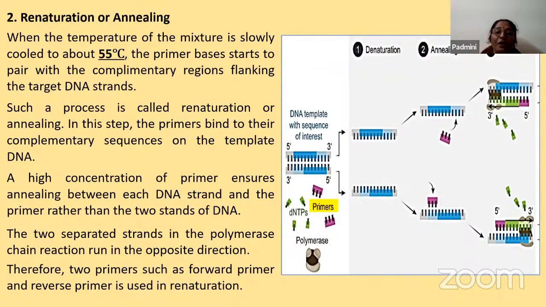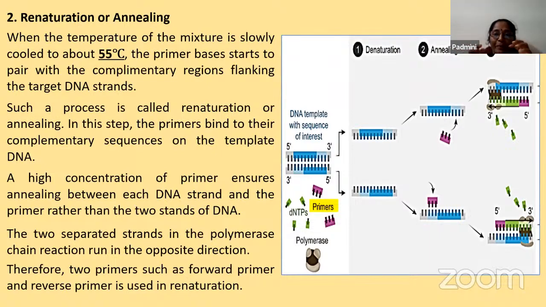So when is this possible? When you ensure enough primers are present in the buffer solution along with the DNA strands. That is the point you have to remember. The two separated strands in the polymerase chain reaction run in the opposite direction. So this is the opposite direction. They run from this end to this end, and from that end to this end. And therefore, two primers, the forward primer and the reverse primer, are used in the renaturation. So that is renaturation or re-annealing done with the help of the primer. That is the second one.